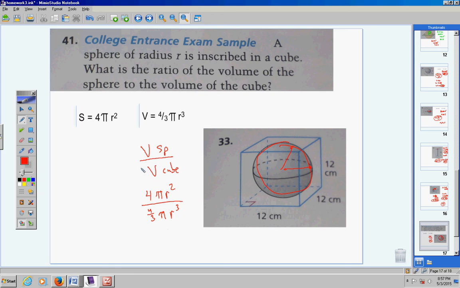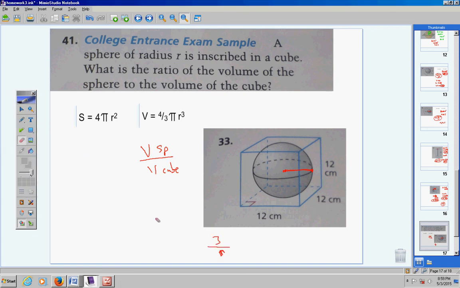Well, Mr. Eric, we don't know what the radius is. You don't have to. I don't care if the radius is 1, then both of these will be a 1. If the radius is 5, then both of these will be a 5. If the radius is 7, then both of these will be a 7, because the radius is the same. How do I know the radius is the same? Because it says the sphere is inscribed in a cube. If the sphere is inside of a cube, think about it for a second, guys. The radius of the sphere from here to here to the side has to be the same as the radius of the sphere. So the radius is the same. So first of all, cross off your pi's. Next, we have r squared over r to the third power.